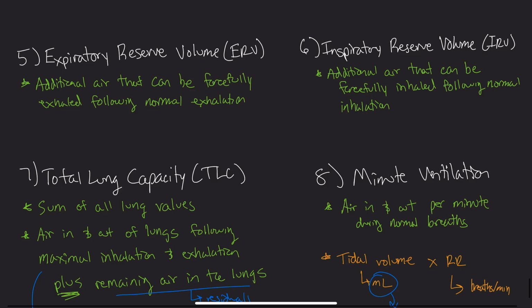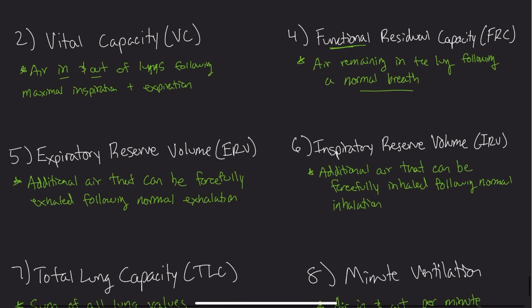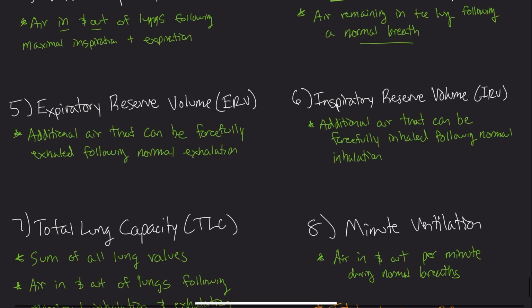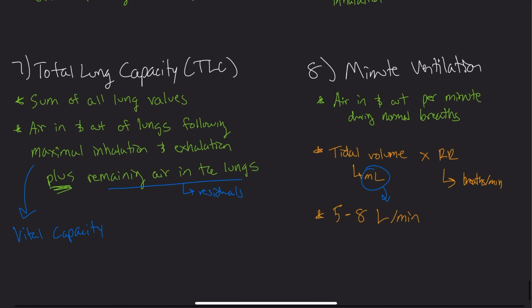Our total lung capacity is the sum of all lung values, so that would be your ERV, IRV, vital capacity, residuals, everything. So all air in and out of the lungs plus everything left over. That's total lung capacity. And last, we talked about minute ventilation, just air in and out per minute, and that's with normal breaths. And obviously we talked about the formula to calculate that.